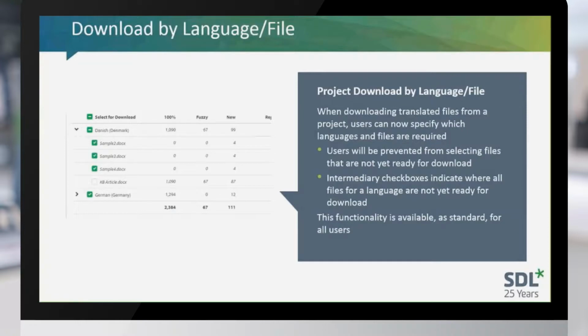And we've implemented this in such a way that a user can only select the files that are actually available for download. So if, for example, the files that were being translated into German were still at an earlier step in the workflow, they were still going through translation, then the user wouldn't be able to physically select the checkbox for the German files at that point in time.